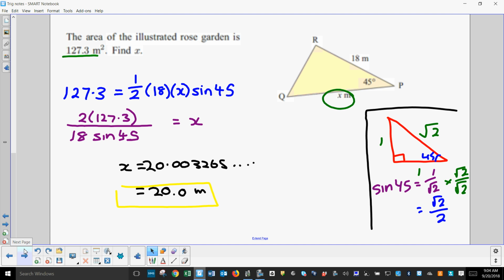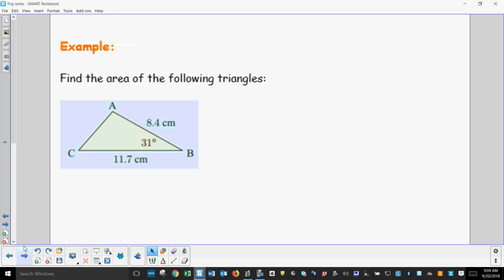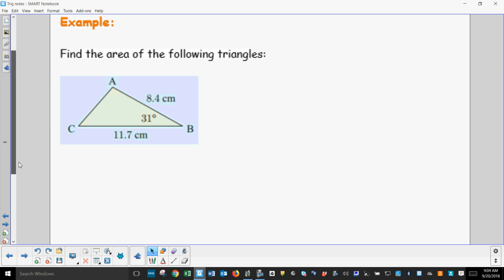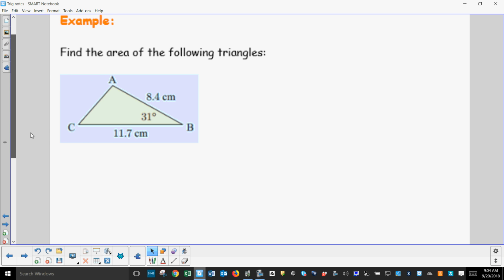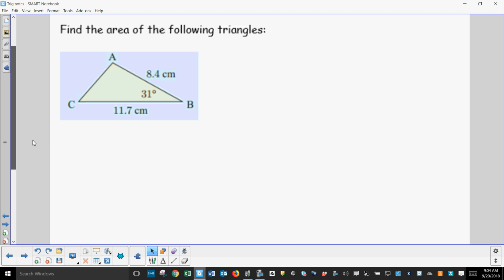Okay, next one. Find the area of the following triangles. These are two straight up ones, aren't they? Okay, let's do these ones really fast. These ones are nothing special. We have the included angle in both, so it's not very exciting. So A equals a half.